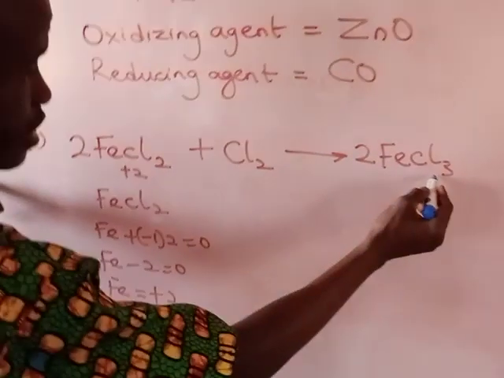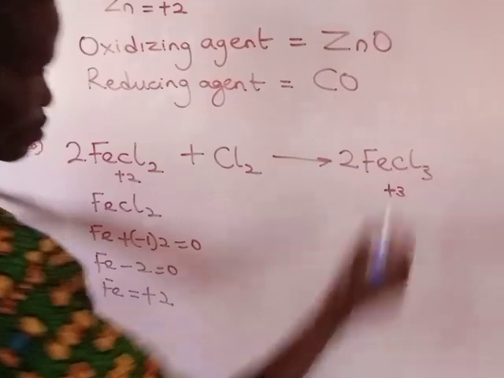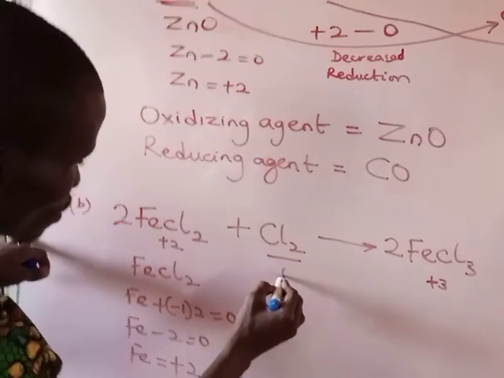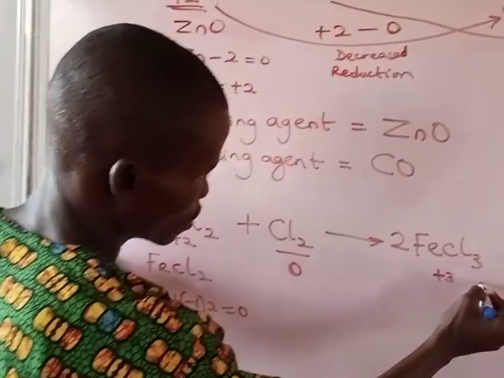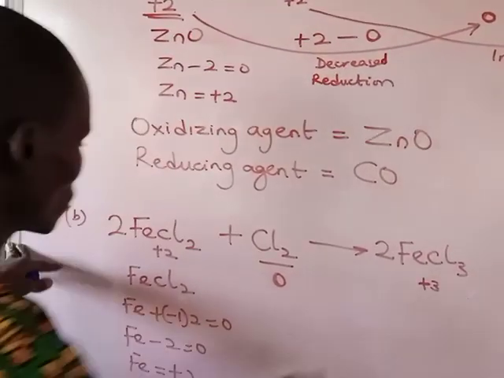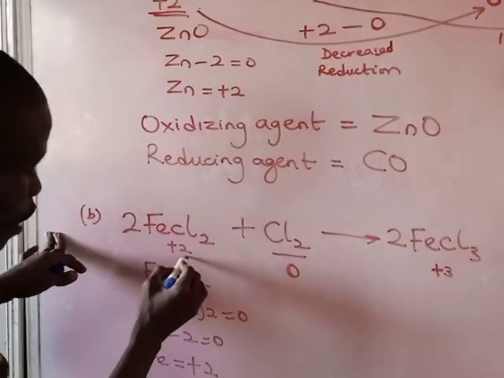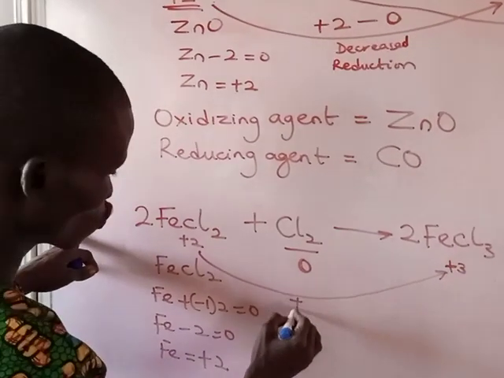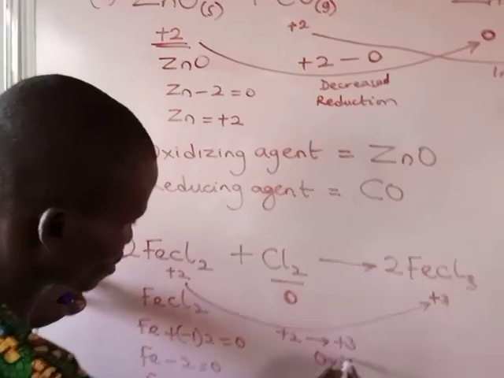Now this is iron 3. Invariably, you have seen it. Iron here is +3. Now, chlorine here is 0. In a free state, chlorine is 0. Chlorine here will be -1. You check it, chlorine here is -1. Once you have got one species, you can get the other one. +2 moves to +3. That's an increase. +2 to +3. That's oxidation, an increase.